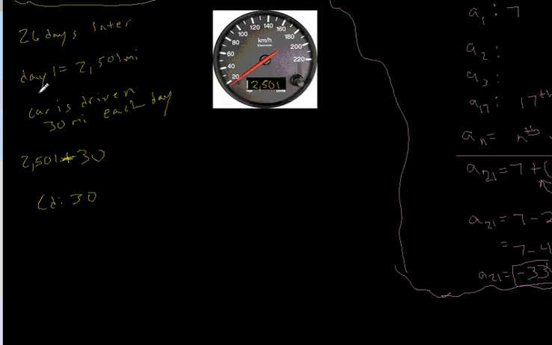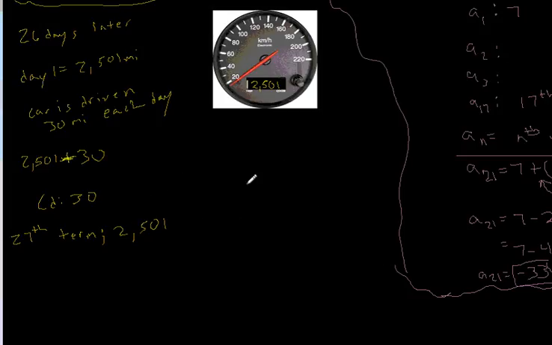Neat. So from here, the question is, what's the odometer going to read 26 days later? Since day one is the first term, 26 days later is actually the 27th term. And our starting term here is 2,501. I could go through this to find the 27th term: 2,501 plus 30 would be 2,531. And then the next term would be 2,531 plus 30, which would be 2,561, and so on and so on.